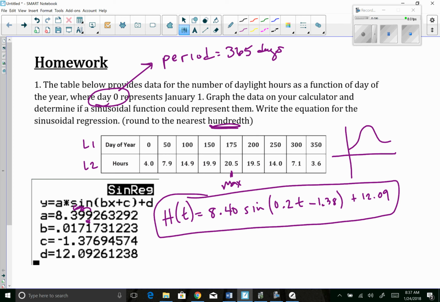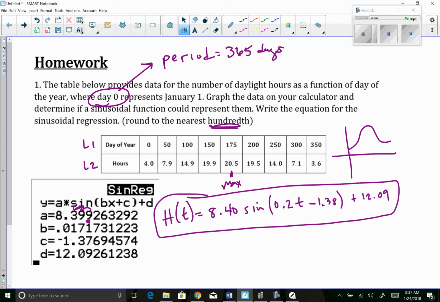So what this function represents is a function of the number of hours of daylight in each day of the year. So if I want to figure out how many hours are going to be in the 315th day of the year, I can just type in 315 for t. If I wanted to know how many hours of daylight approximately would be in the 12th day of the year, I could type in 12 for t. So that's what this function allows us to do.